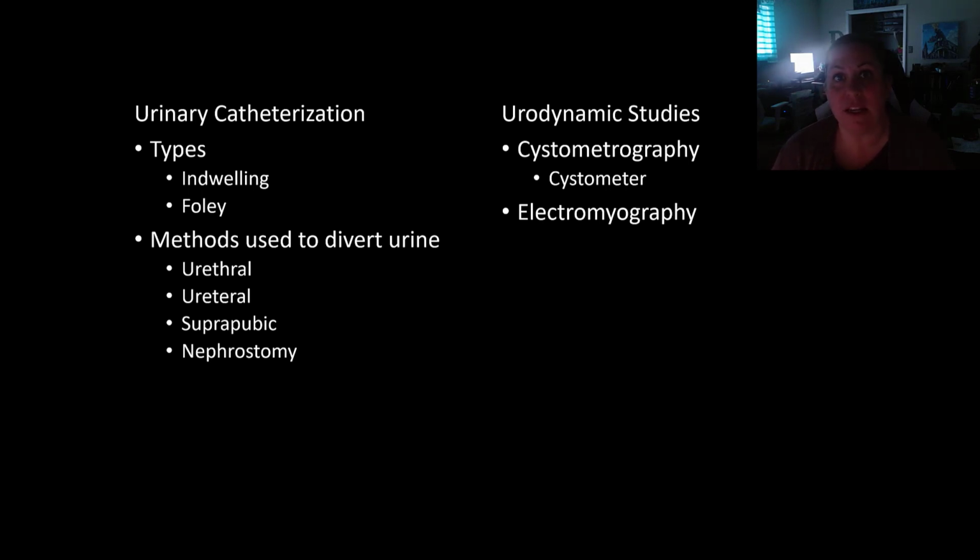We also see that we can do a urodynamic study. These are going to be where they measure aspects of voiding, like how often you go to the bathroom, how well you're able to empty your bladder. And this is to evaluate if you have urine flow problems.